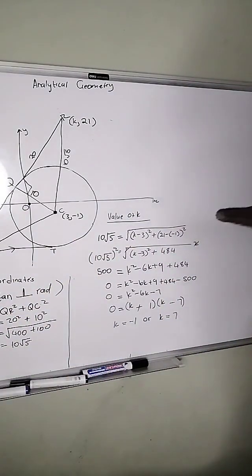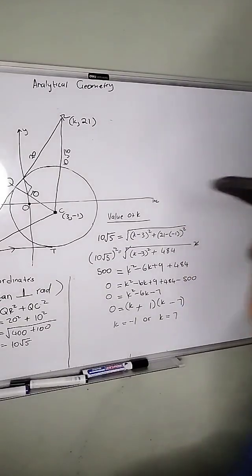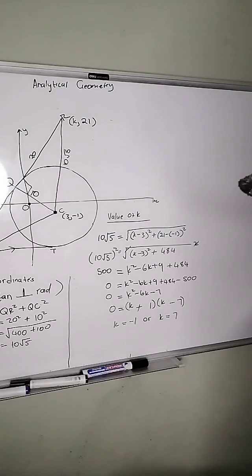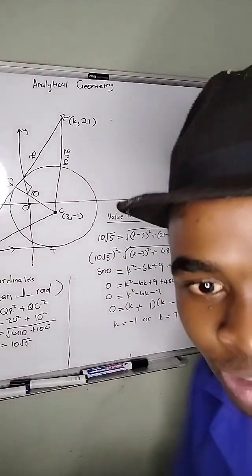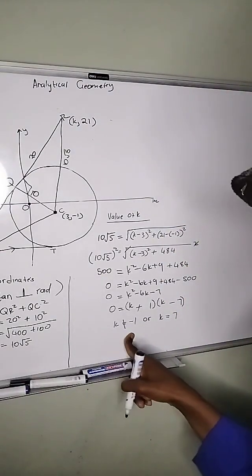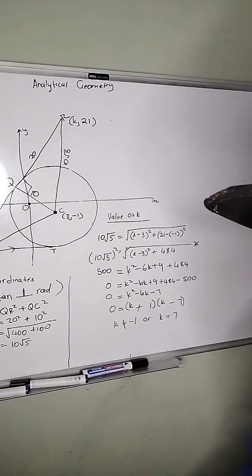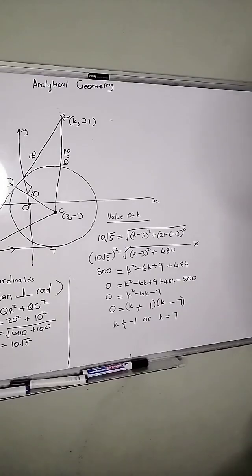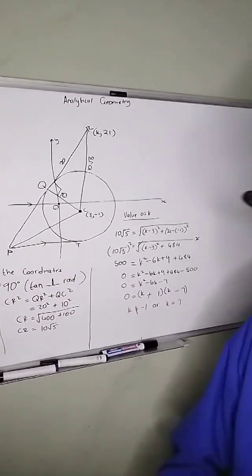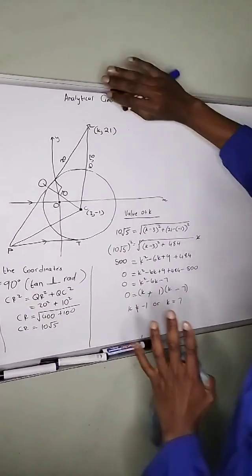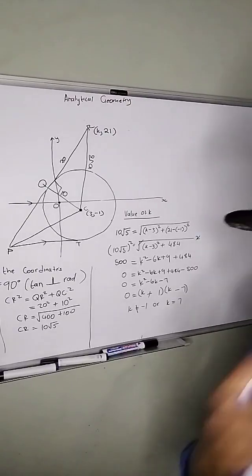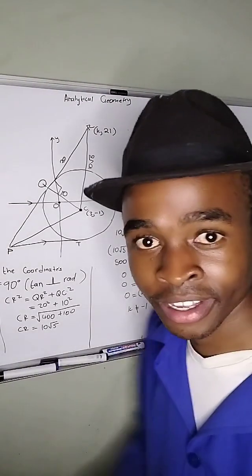Which one is k? Our k is going to be 7. It means that this one we don't want it. Why not negative 1? Yes, positive, in the first quadrant. This is the first quadrant. And you can see k is far away. This guy is going to be our k. We are still moving on.